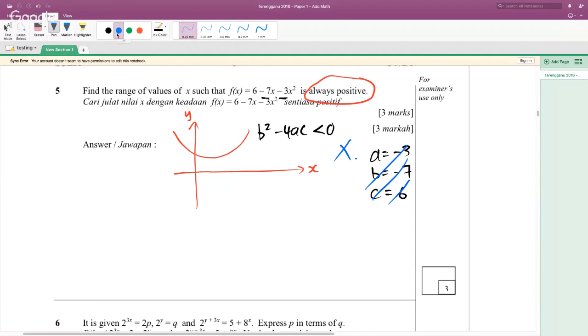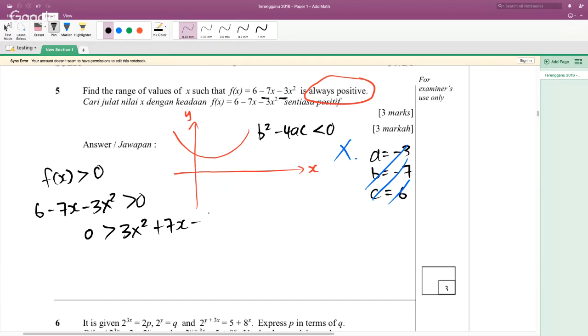So it's always positive. There's another meaning for always positive: it means f(x) is bigger than 0, meaning always above the x-axis, bigger than 0. So what I will do here is just solve the inequality. Bigger than 0, then I move everything to the other side, something like this, minus 6. And I will just factorize this one. This is 3x, this is x, and in order to get 7, I will use 3 and 2. And then this one will be positive, this one will be negative.